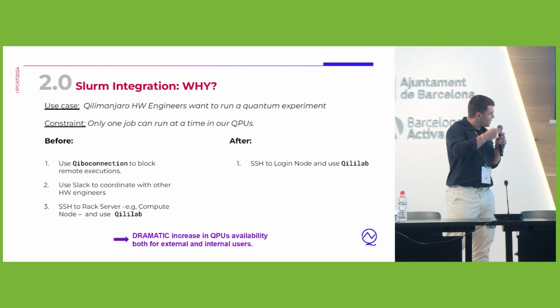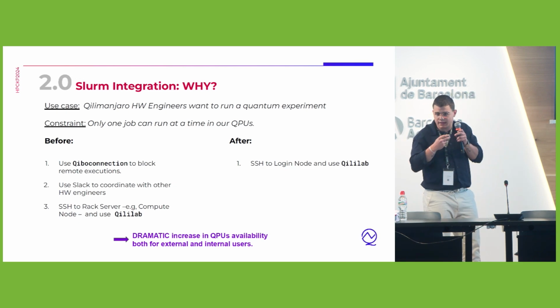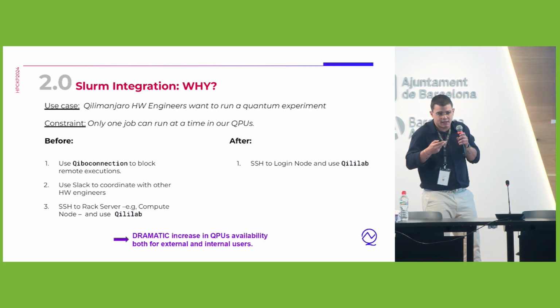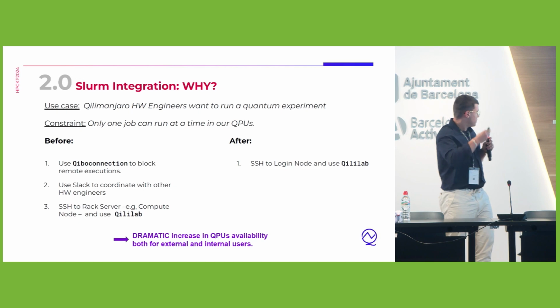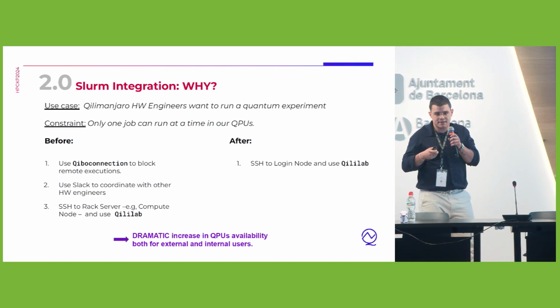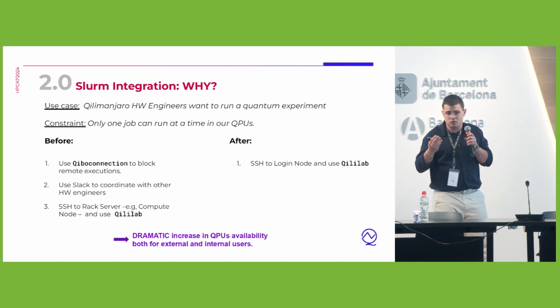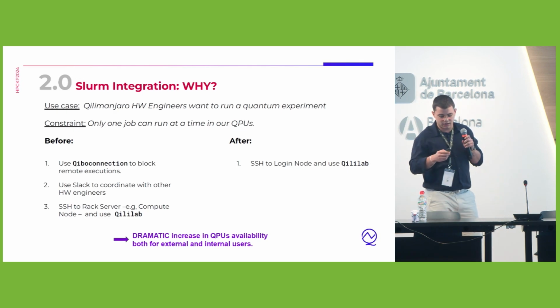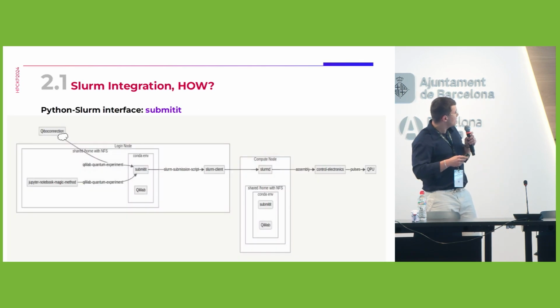Cool. So after Slurm, I don't need to care about what my peers are doing, and I simply SSH and send my job. So this has translated basically in a dramatic increase in the quantum processing units availability, both for internal and external users. Now, for the how.